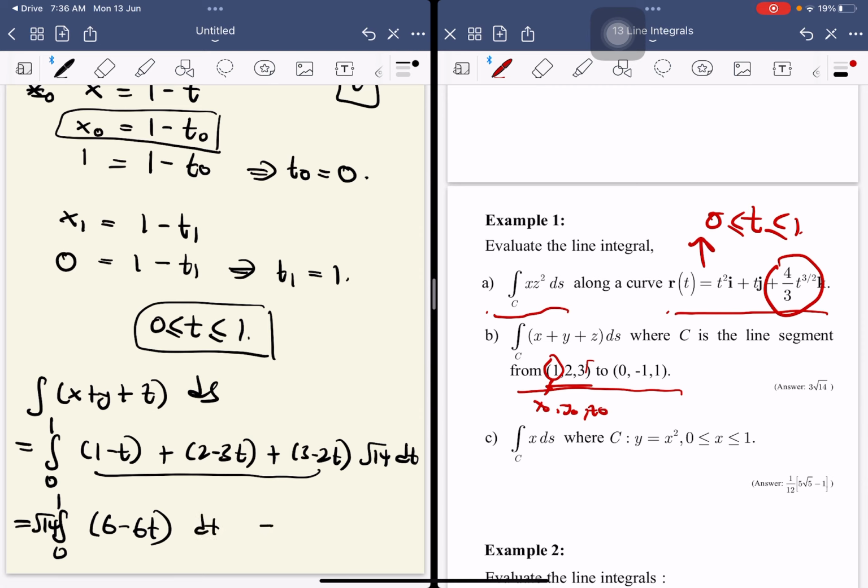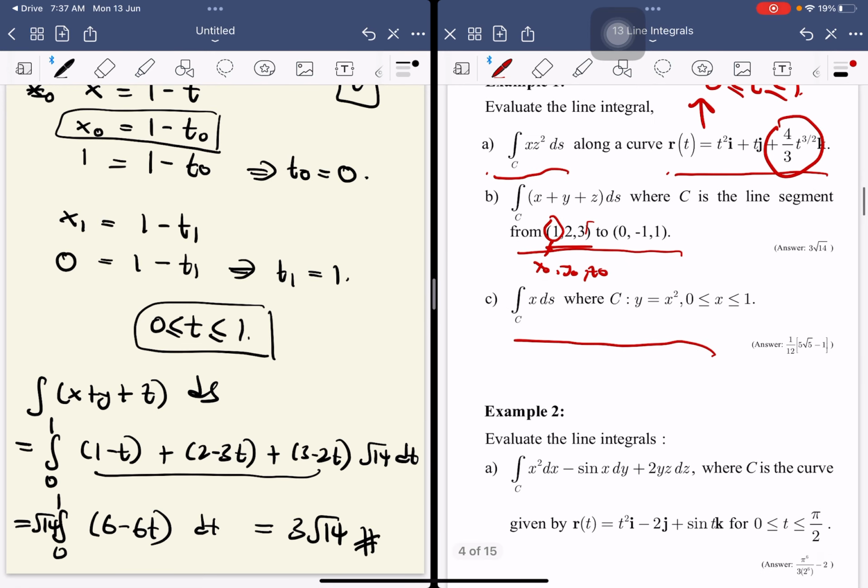Okay, so if you solve this integral, you're going to get the final answer 3 square root 14. That is the way you solve a different kind of question, but still asking you to solve for the line integral. I would like you to try on your own how you can solve for C. The pattern of the question is a little bit similar to B, but you must figure out how you can solve for C.